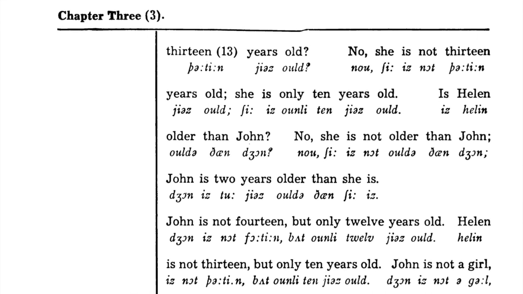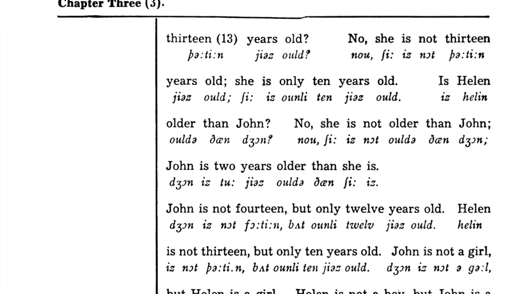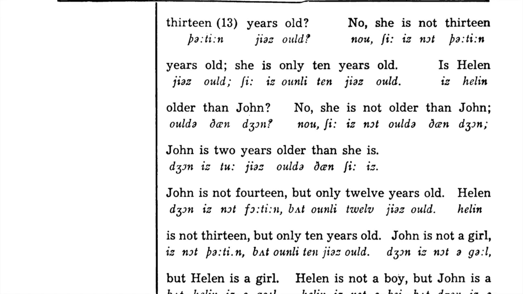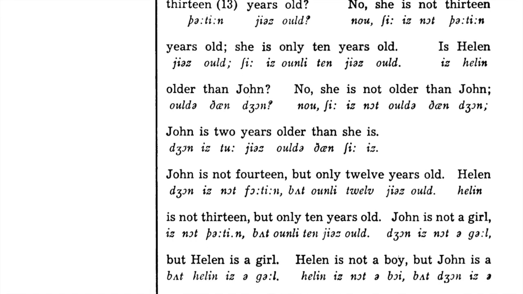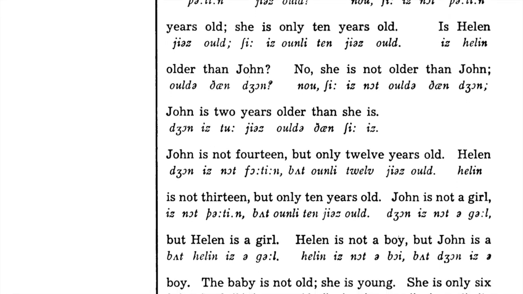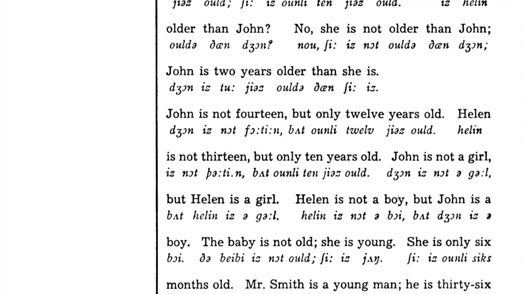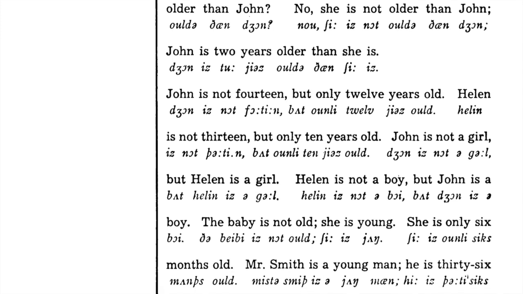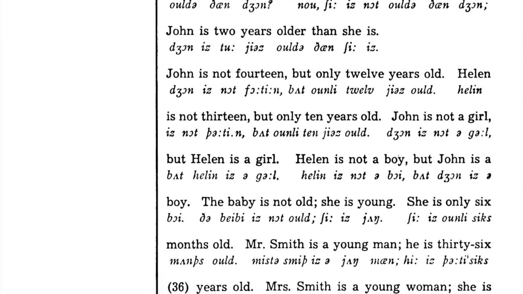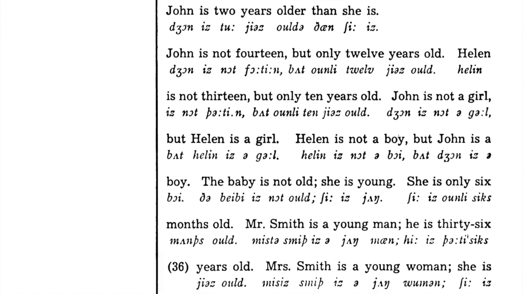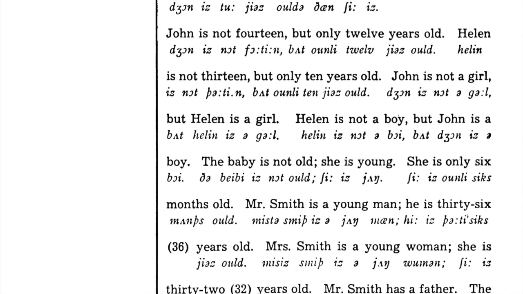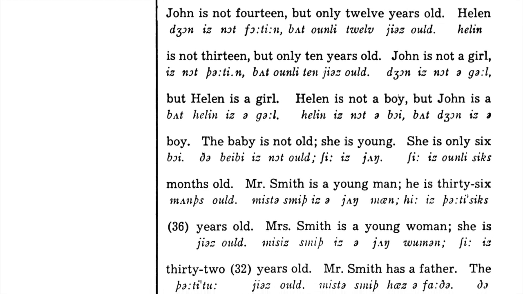Is Helen older than John? No, she is not older than John. John is 2 years older than she is. John is not 14, but only 12 years old. Helen is not 13, but only 10 years old. John is not a girl, but Helen is a girl. Helen is not a boy, but John is a boy.